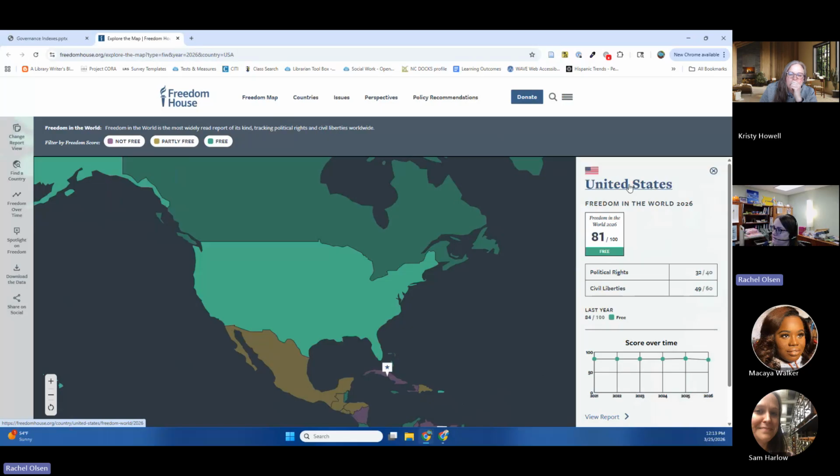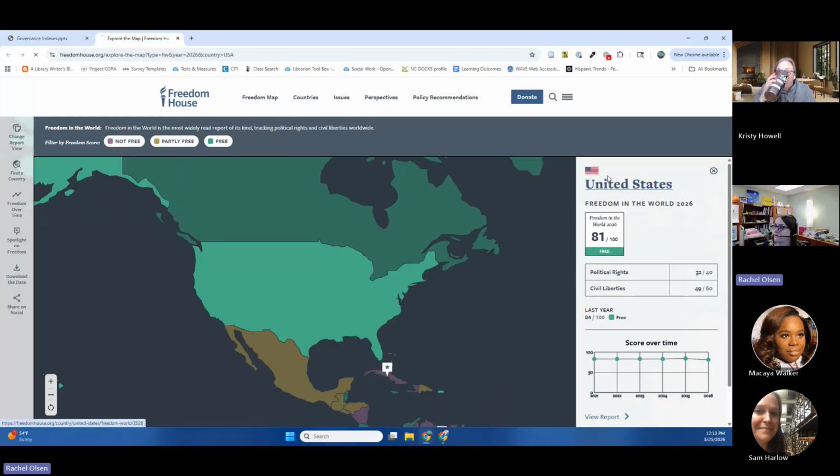So if we click into this, you can also see how it's changed over time. A lot of these indices and reports and organizations that do these are indicating a shift toward authoritarianism in the United States that is backed up by data. It's not just a general comment that people are making. They do have some evidence for it, and we'll look at that.